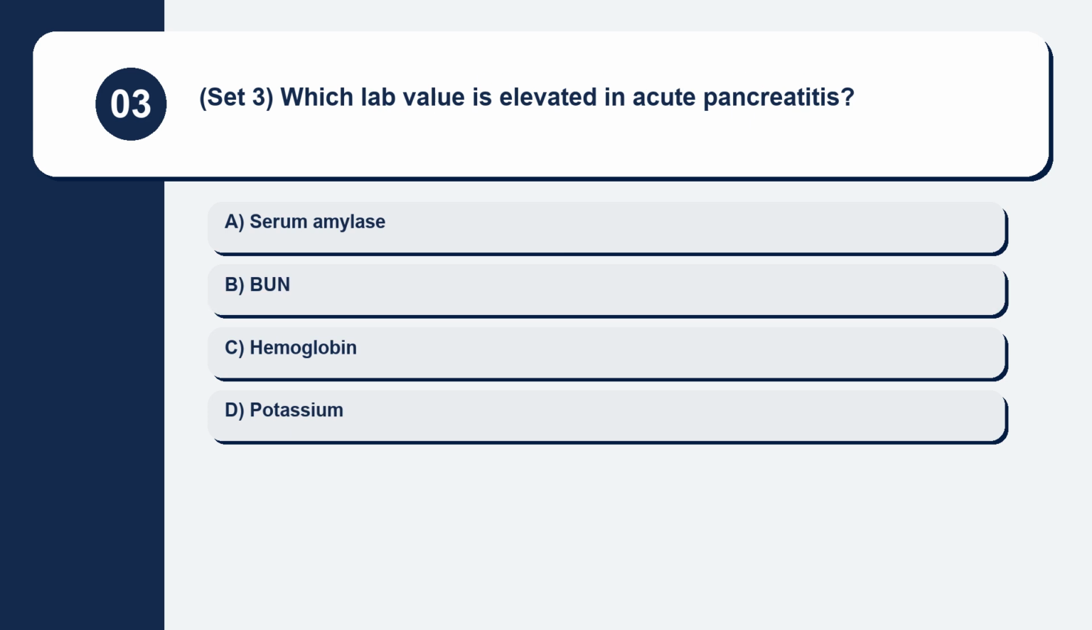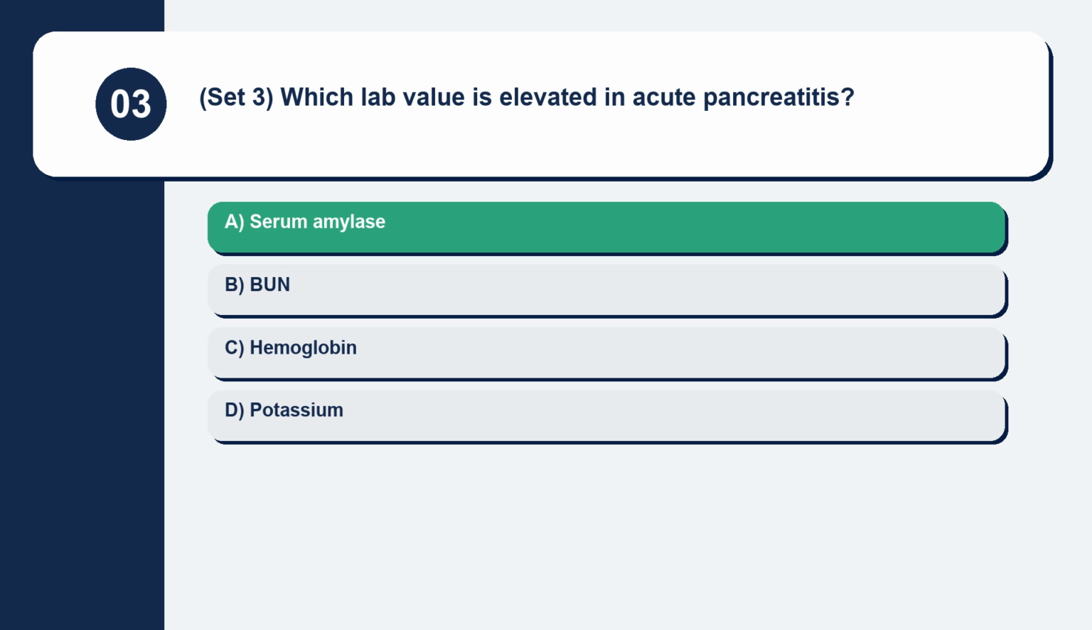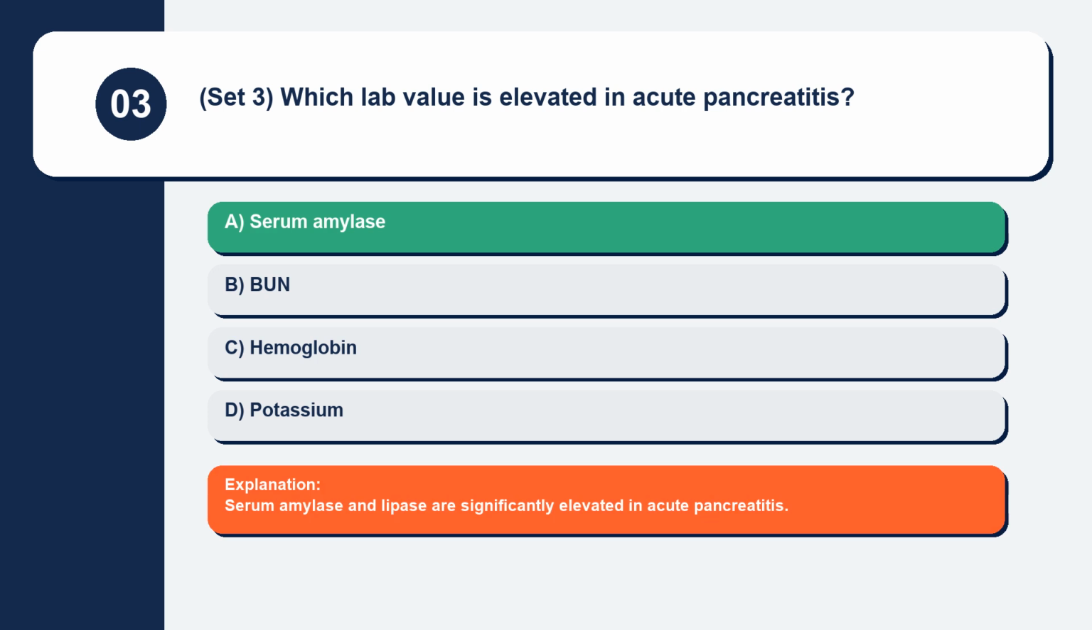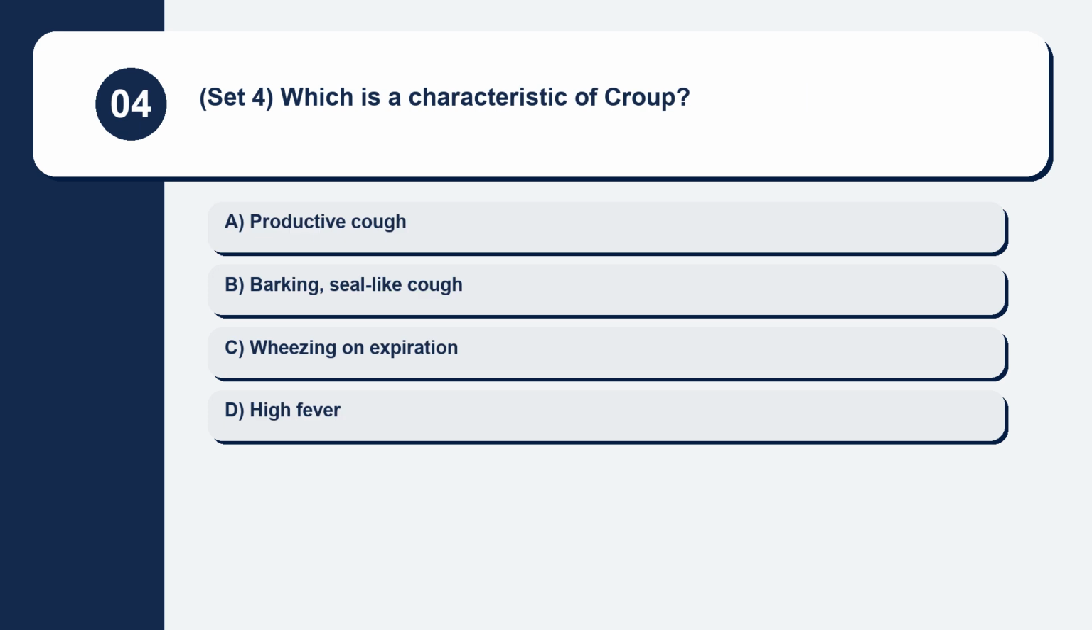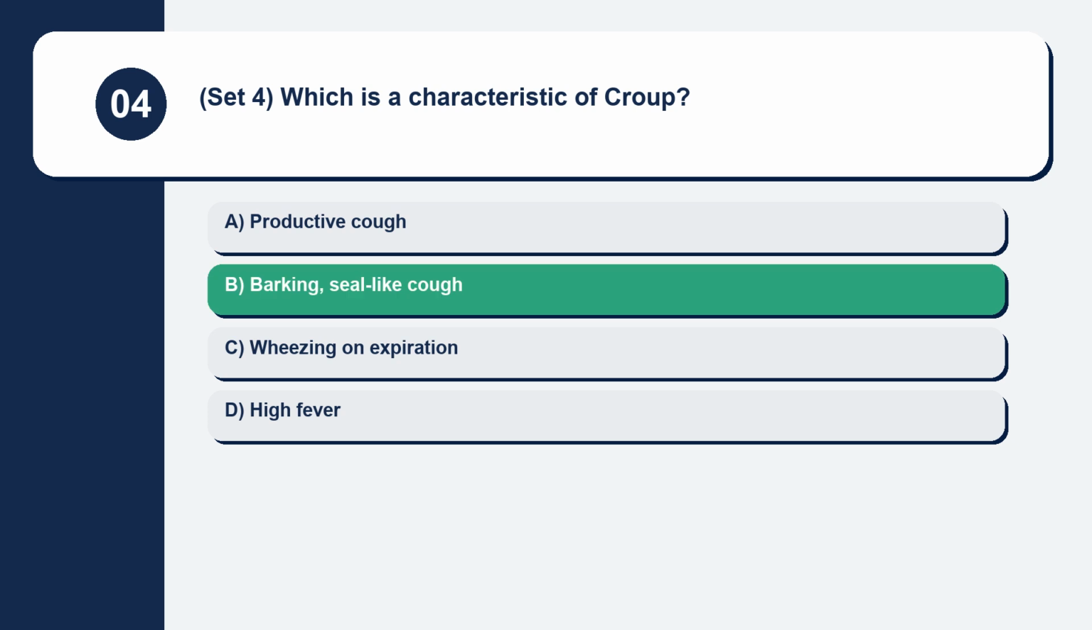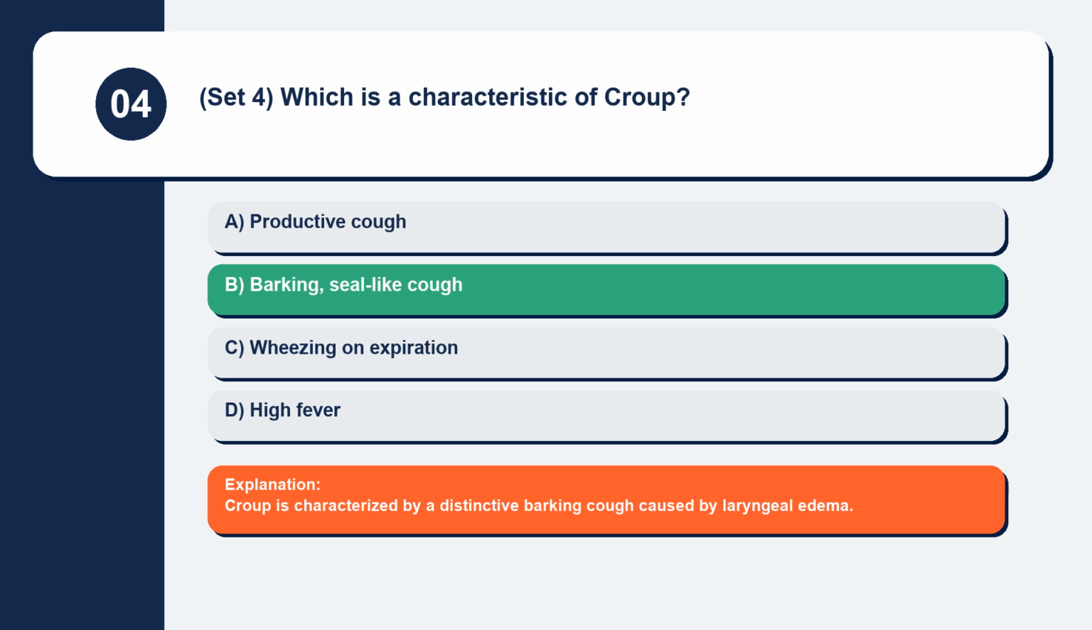Question 3. Set 3. Which lab value is elevated in acute pancreatitis? Serum amylase, BUN, hemoglobin, potassium. Serum amylase and lipase are significantly elevated in acute pancreatitis. Question 4. Set 4. Which is a characteristic of croup: productive cough, barking, seal-like cough, wheezing on expiration, high fever. Croup is characterized by a distinctive barking cough caused by laryngeal edema.